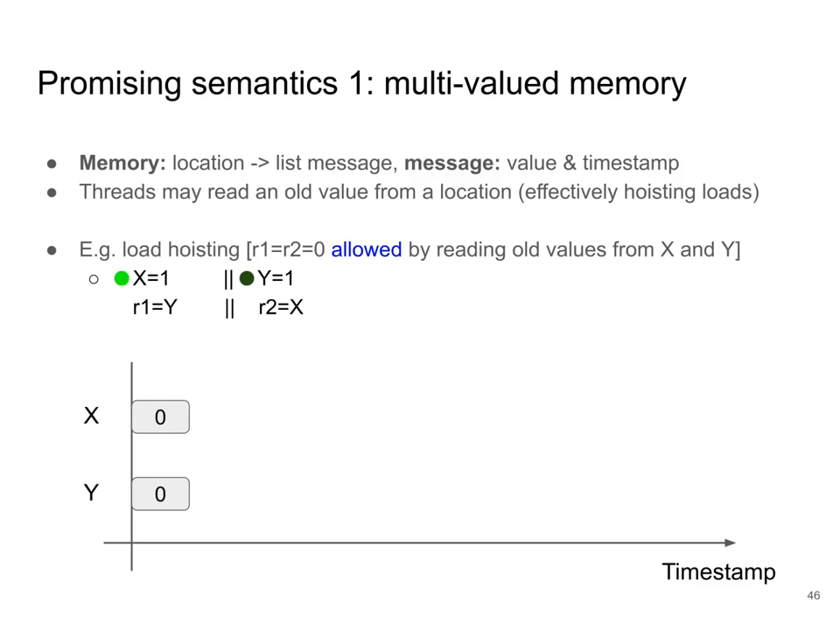So how to do this? This multivalued memory actually allows us to do this. So let's execute this program and see how we manage to exhibit this behavior.